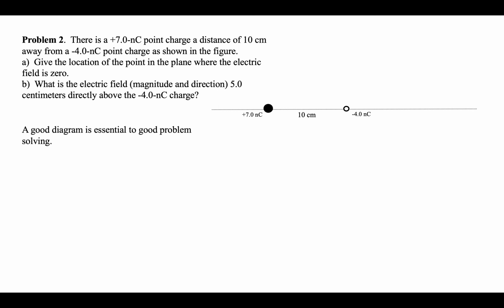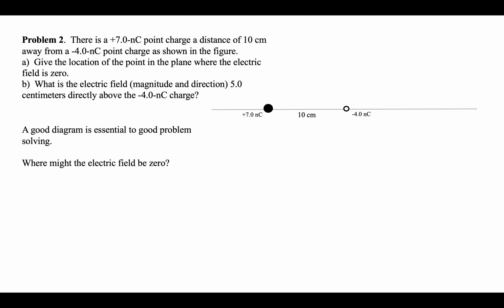I like this better. Have a big dark charge to indicate positive. A hollow charge indicates negative. It's smaller magnitude, so I made it smaller. They're 10 centimeters apart. I labeled that in the diagram. Now we have to consider part A. Where is the field 0?